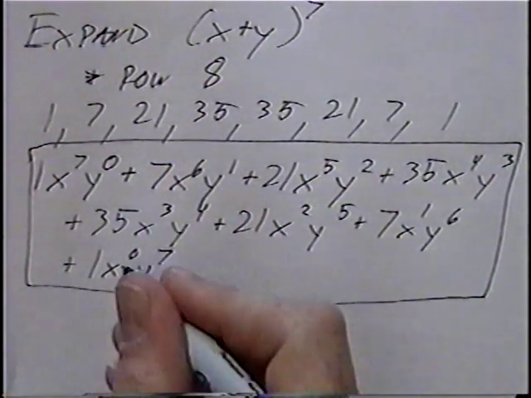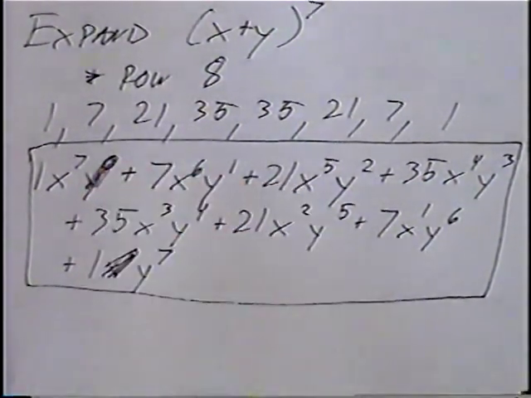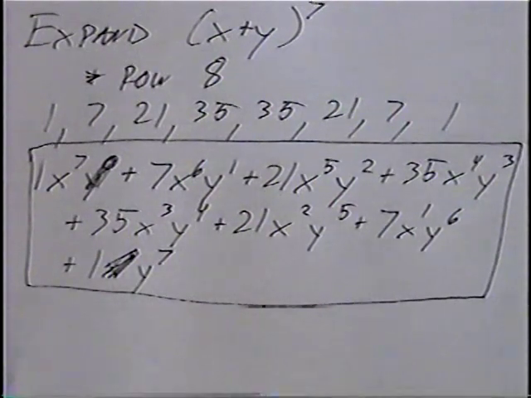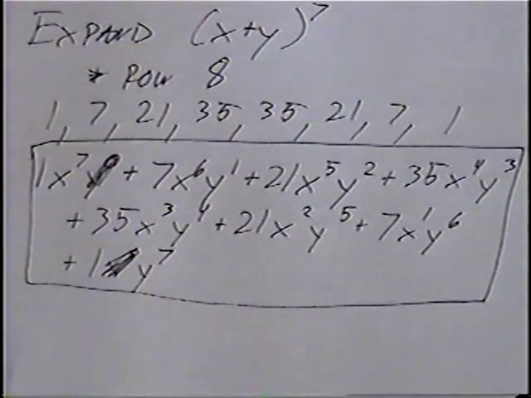The 0 exponents we can cross off and ignore, because y to the 0 and x to the 0 is equal to 1. And also, if you wanted to, you could take off the 1 coefficients and just have x to the 7th and y to the 7th.